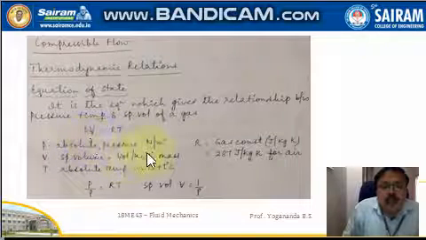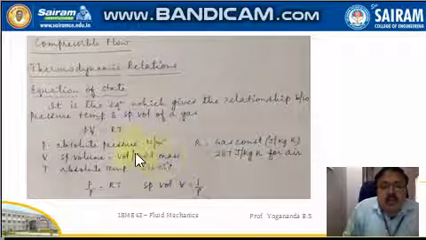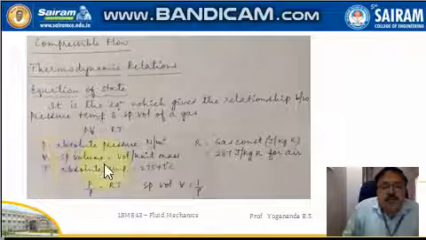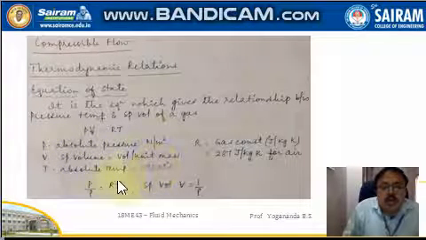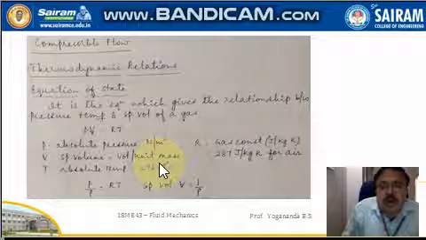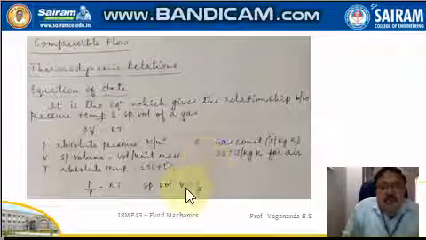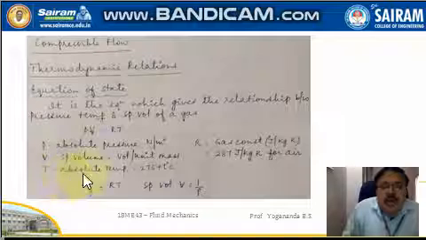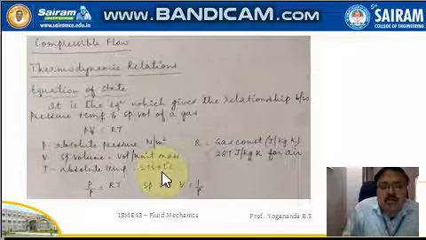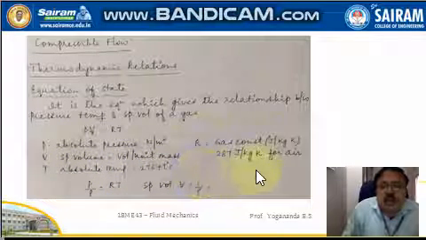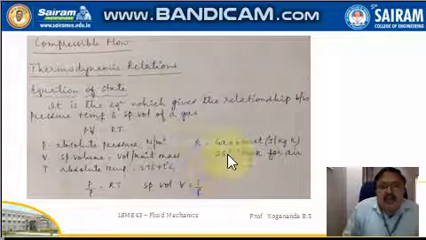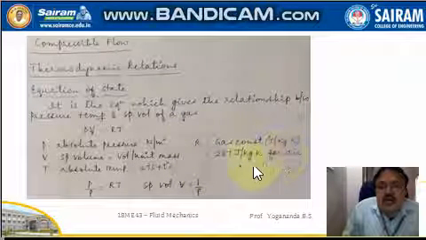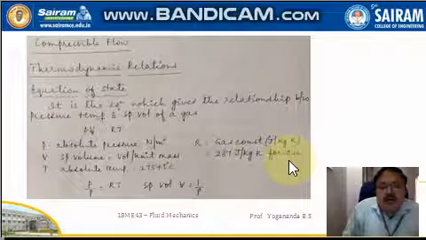P is the absolute pressure, in Newton per meter square. V is the specific volume, that is volume per unit mass. Specific volume is the reciprocal of density, that is 1 by rho. T is the absolute temperature, that is 273 plus T degree centigrade. R is the gas constant, that is 287 joules per kg Kelvin for air.